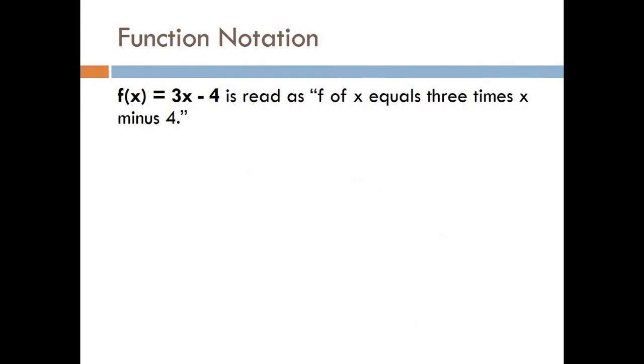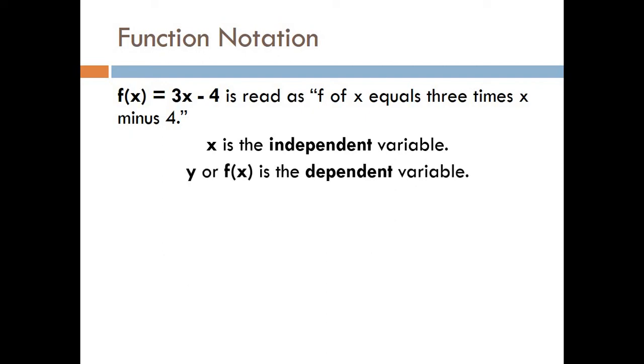So, let's have an example. Like this one, this is read as f of x equals 3x, or 3 times x, minus 4. Here, our independent variable is the x because it is the input, so any given real number. Since we're looking for the output, or the f of x, it is dependent, because of course your output depends on your input.